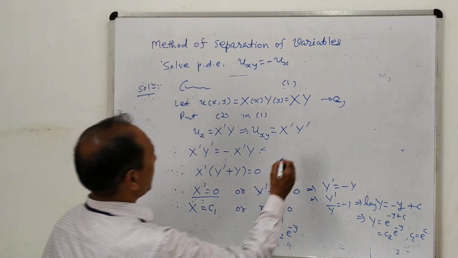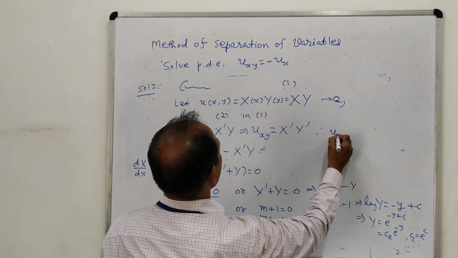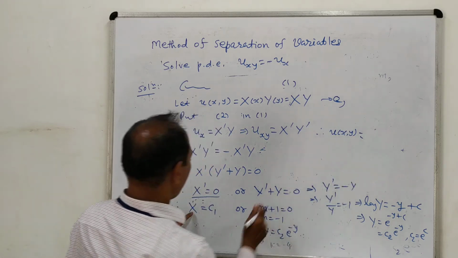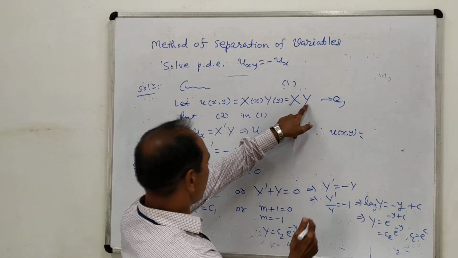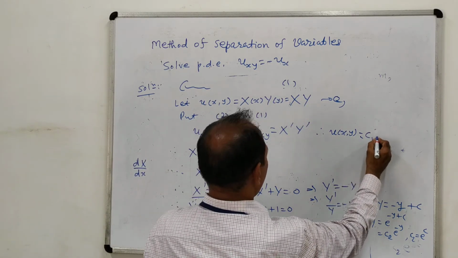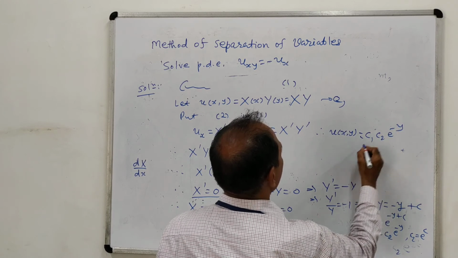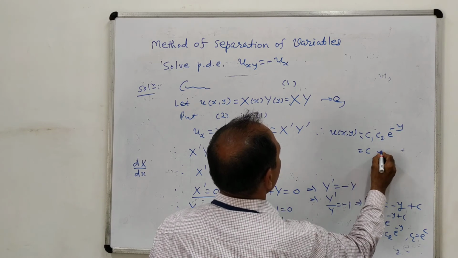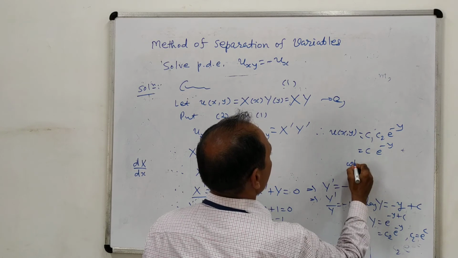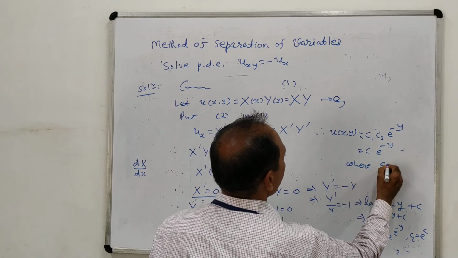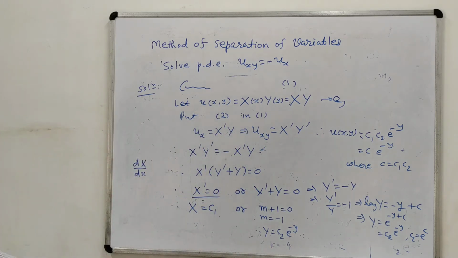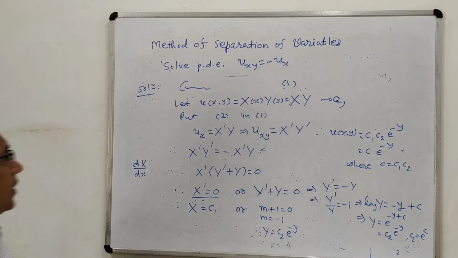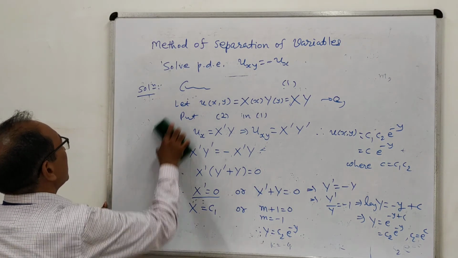So therefore now our final solution is u(x,y). Both values have been obtained, capital X and capital Y. So we will substitute these values here, capital X into capital Y. So it is c1 and it is c2 e raised to minus y. But c1 and c2 is again one constant. So we can write this as c, where c equal to c1 into c2. So you can see this is the final solution. So by using the simple concept you can solve it very easily and you can get the marks directly.